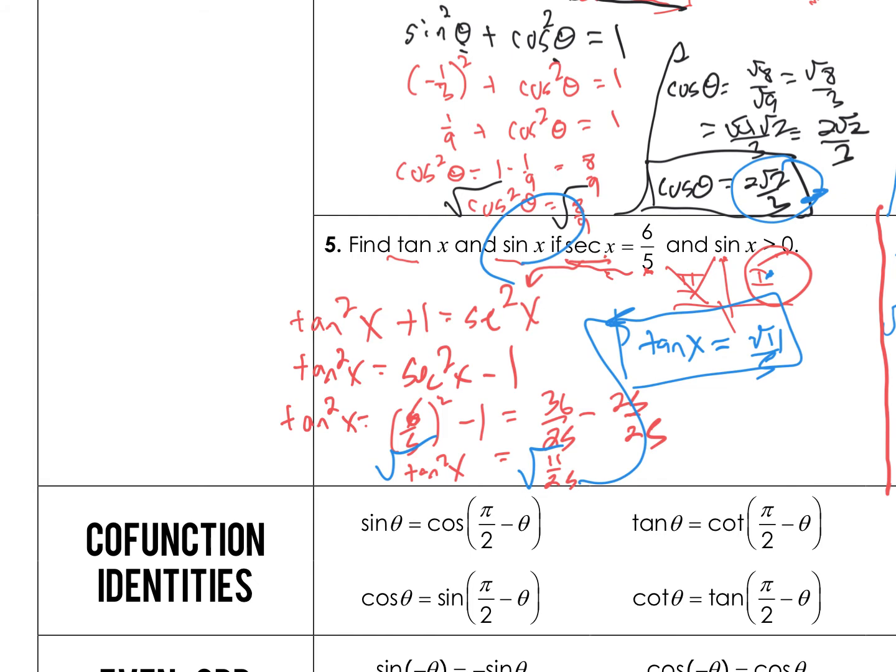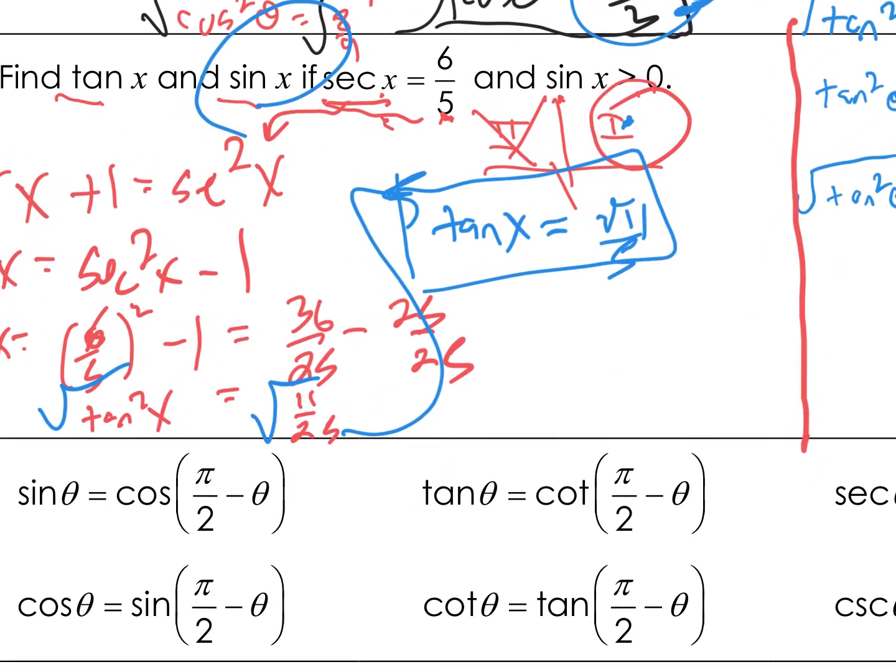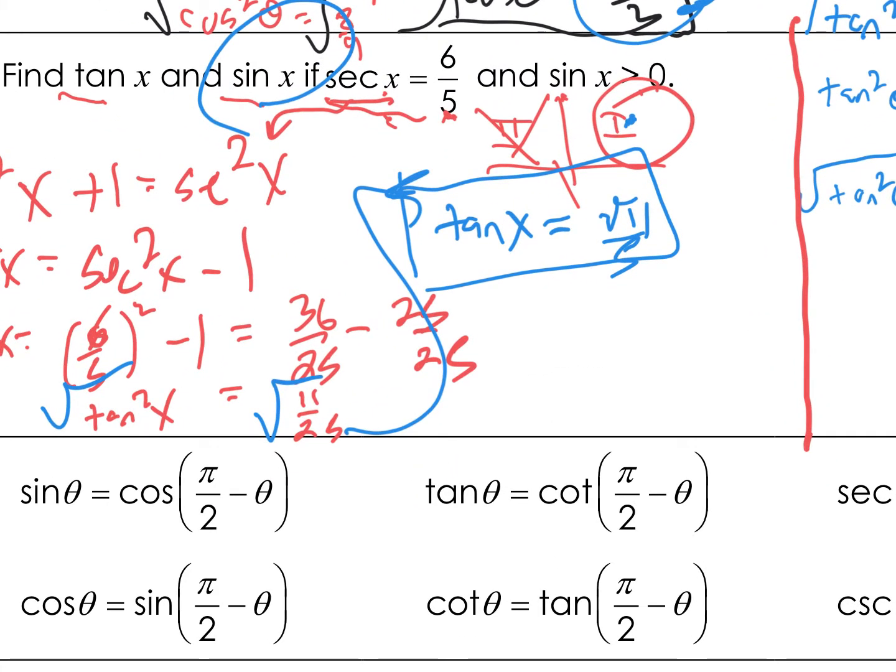Well, what identity can I use right now? Well, I'm going to zoom in on this here. I might have to erase some of that work over there, but we'll see. If I want to find sine squared x, plus cosine squared x has to be 1. Since I'm looking for sine squared x, I will say sine squared x is 1 minus cosine squared x.